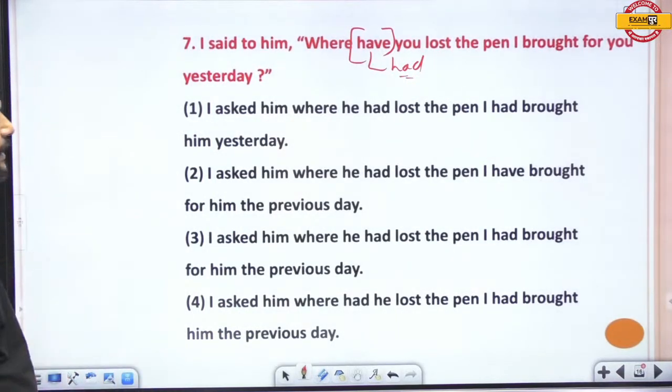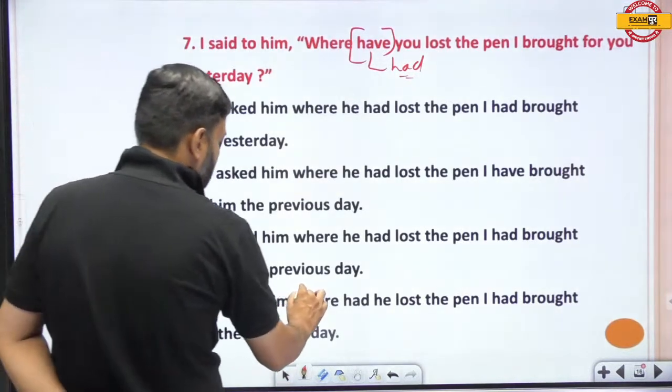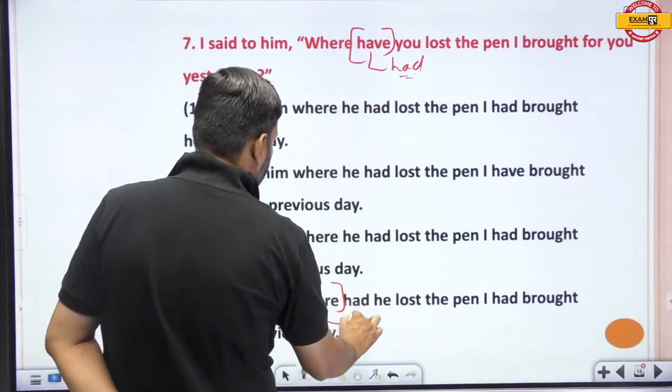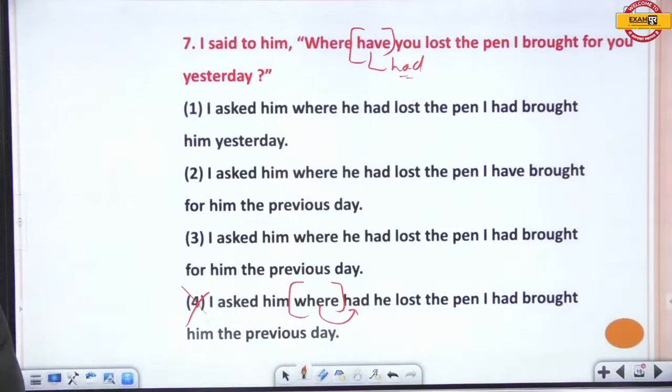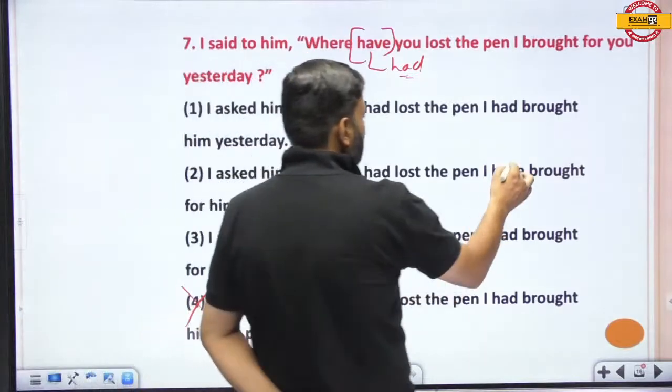So all four sentences have had, but eliminate this because you cannot use a helping verb after had. Eliminate this. Now third, I asked him where he had lost the pen I had brought. I had brought. Okay.